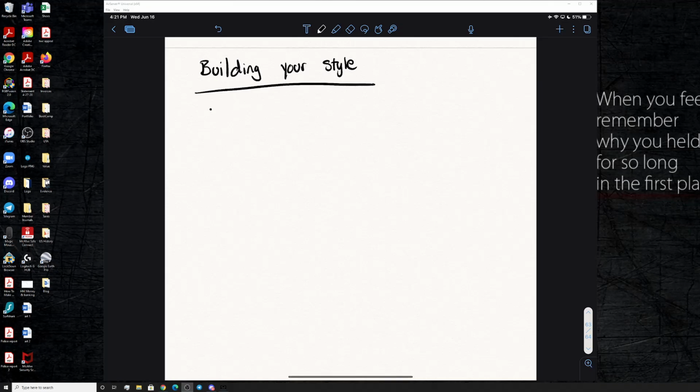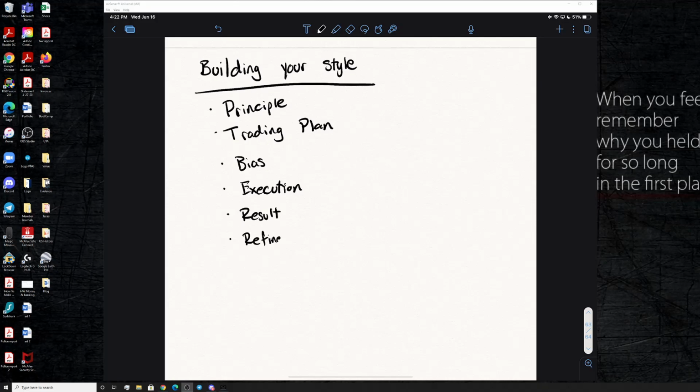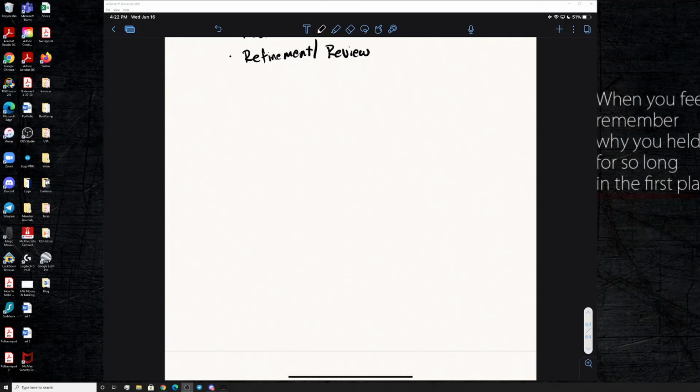And the key terms are principle, your trading plan, your bias, your execution, right? And execution will involve your management and stuff like that as well. Then there's the result, and there's the refinement, which could also be seen as review, right? So let's start off with principle.